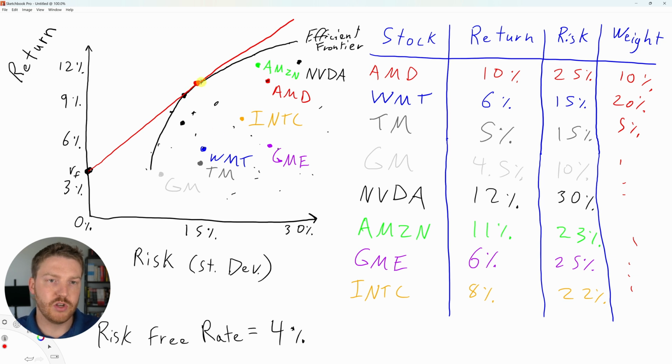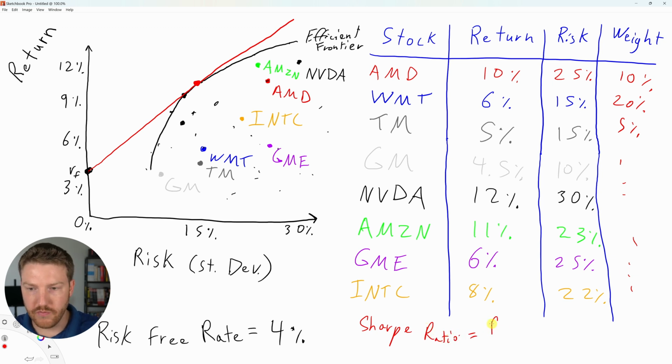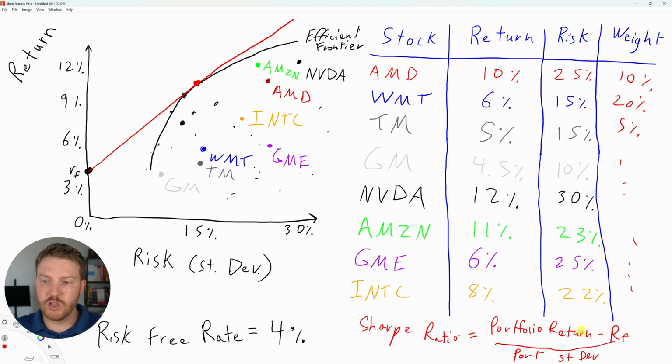And so what does it tell us about this dot specifically? This portfolio with these weight combinations has the highest Sharpe ratio. So Sharpe ratio, I'm going to write out the formula down here, is equal to the expected portfolio return minus the risk-free rate over the portfolio's standard deviation. So I'm just going to write portfolio standard deviation here. And so what we're doing is we're finding out how much return we're getting in excess of the risk-free rate per unit of risk that we're taking in this portfolio.